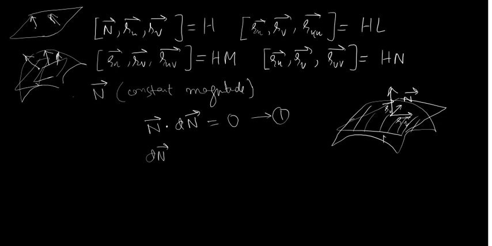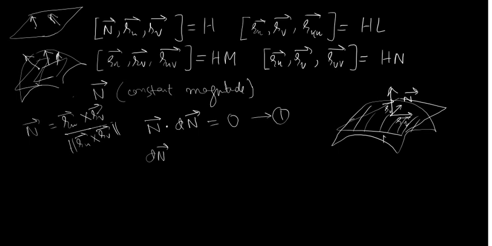N is basically Ru cross Rv, of course, divided by this magnitude, which is a number. So it depends upon u and v, because R depends upon u and v. So it's a function of u and v.